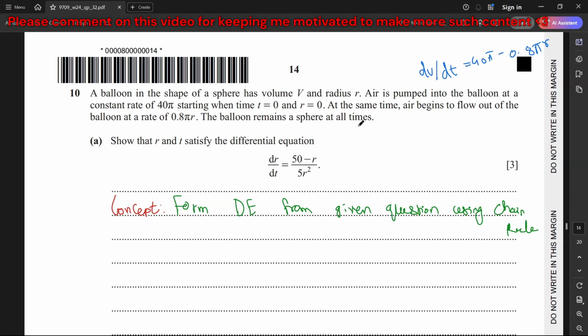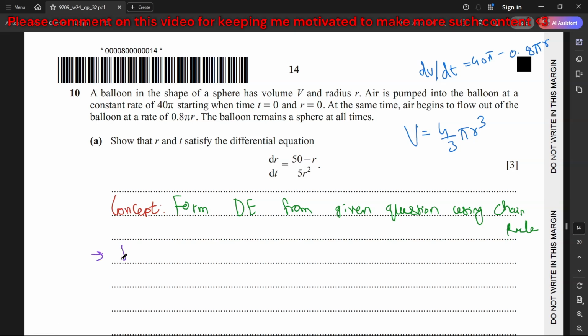Because it is a sphere at all times, I know that the equation is V equals 4 by 3 pi r cubed, the volume of the sphere. I can use this to get my dV dr. I also have the equation of my dV dt, where this is the inflow and this is the outflow of the volume, and based on this I can prepare this differential equation in terms of dr dt. These types of questions are pretty much straightforward.